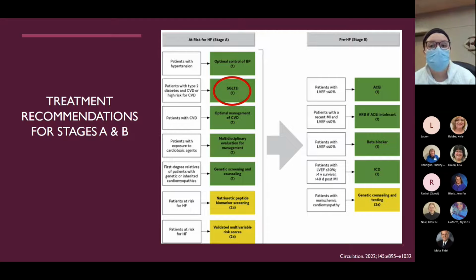Moving on to our pre-heart failure stage B patients, this is where we start to move into more of our traditional guideline-directed medical therapy using our ACEs and ARBs and beta blockers. And again, these are for stage B patients that do not have symptoms, but may have other qualifying factors that lead to heart failure in the future.